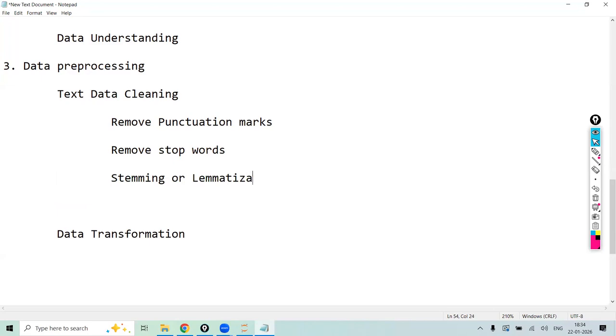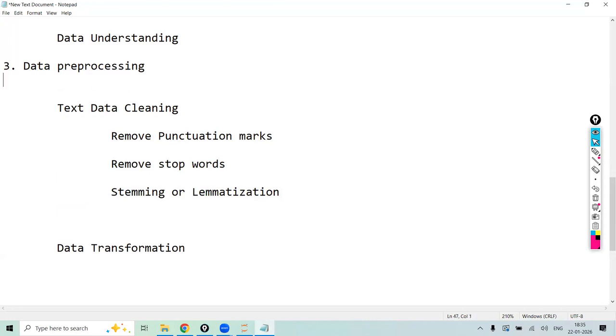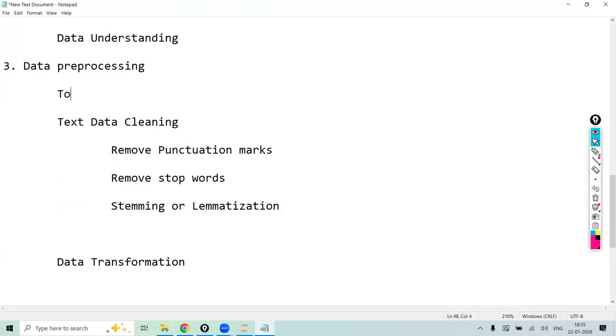Out of these three, one of them has to be done for each word. So first you have to do the tokenization. Tokenization means the sentence has to be converted to tokens, that is words, and for each word you remove these things. At the same time, data transformation, which we call vectorization.